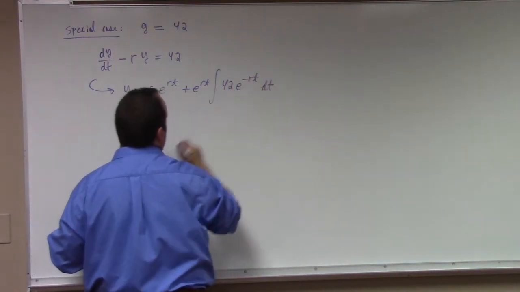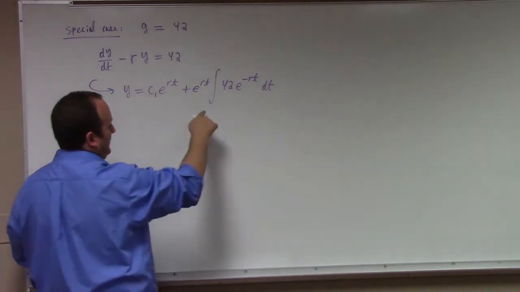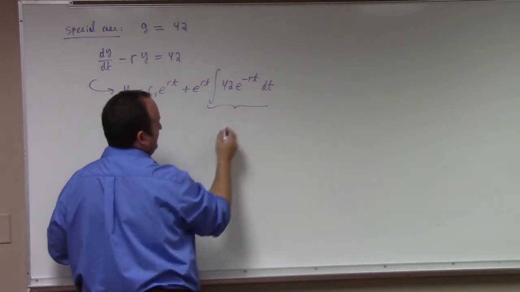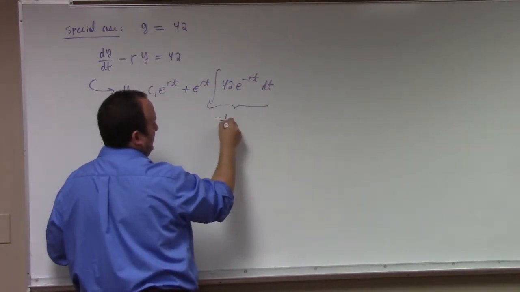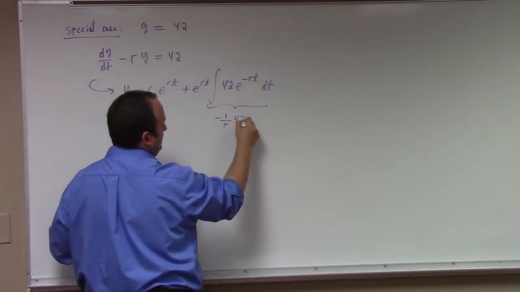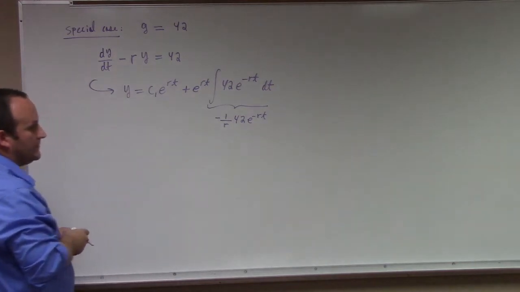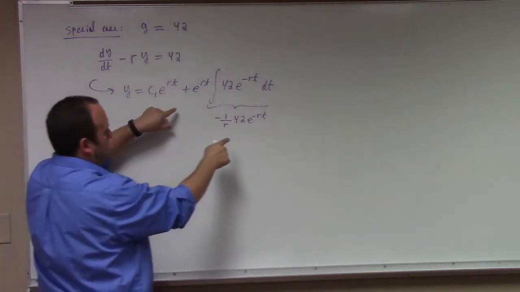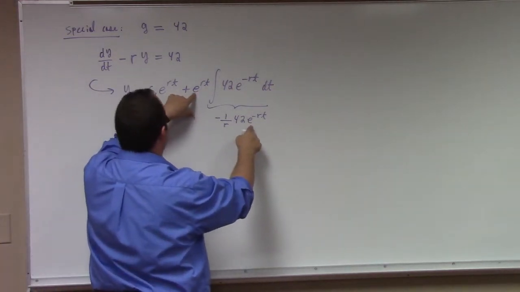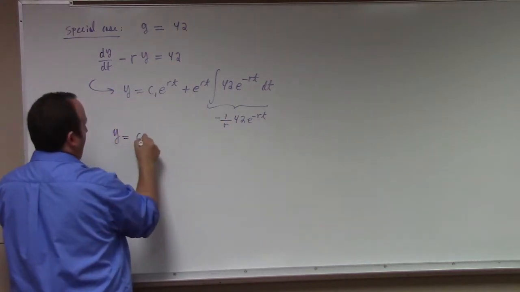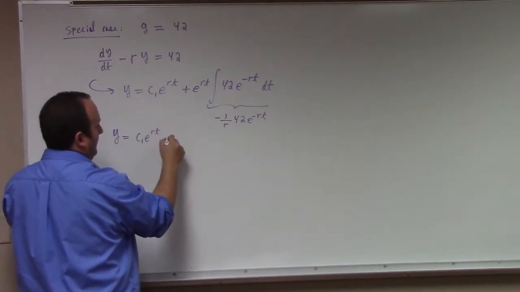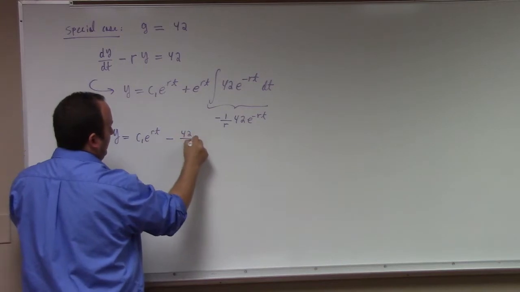What's that do? What's the integral of 42 e to the minus rt dt? That's minus 1 over r, right, times 42 e to the minus rt. And then this and that cancel, and we just get what? Looks like 42 over r, yeah?